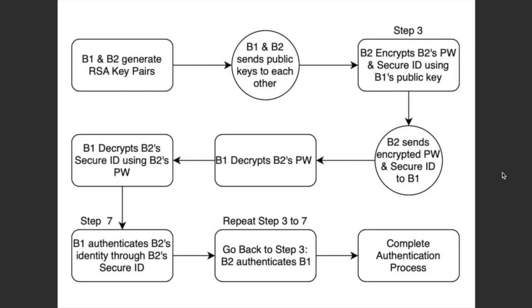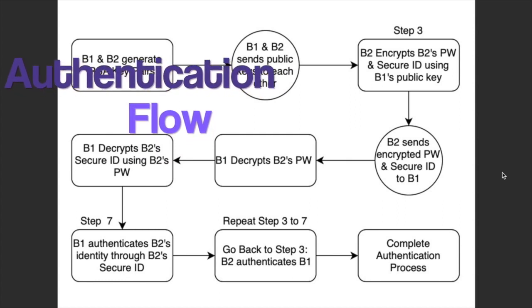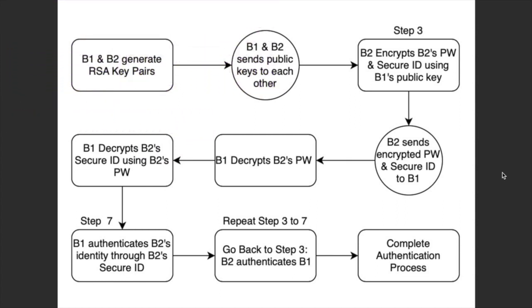Authentication uses RSA key pair generation for B1 and B2. B1 and B2 generate the key pairs and send the public key to each other, and then B2 encrypts B2's password and secure ID using B1's public key. B2 sends the encrypted password and secure ID to B1, and B1 decrypts B2's password. B1 decrypts B2's secure ID using B2's password and authenticates B2's identity through this secure ID. Now, B2 needs to authenticate B1 as well from steps 3 to 7, and then the authentication process is completed.